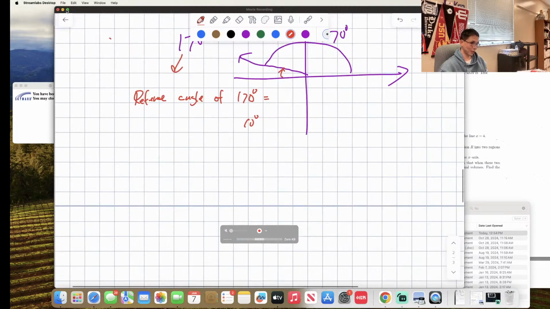Because that's formed with the closest x-axis. Let me ask you another question. What will be the reference angle of, I don't know, 212 degrees? What will be the reference angle?